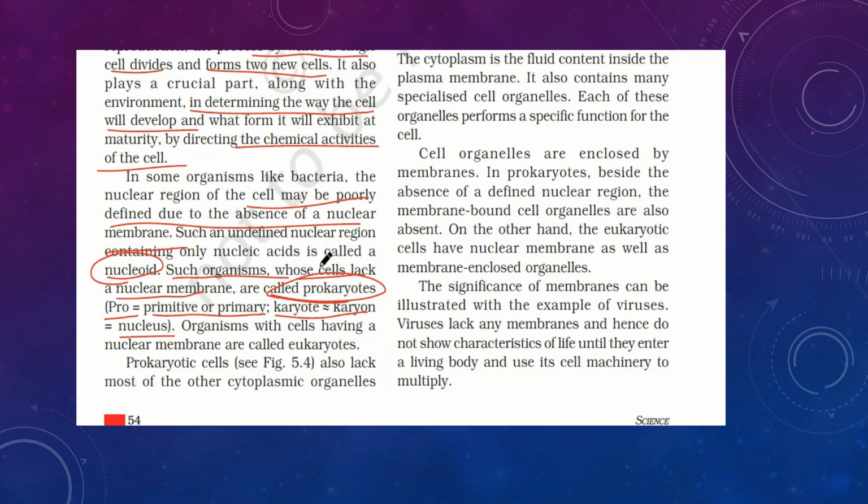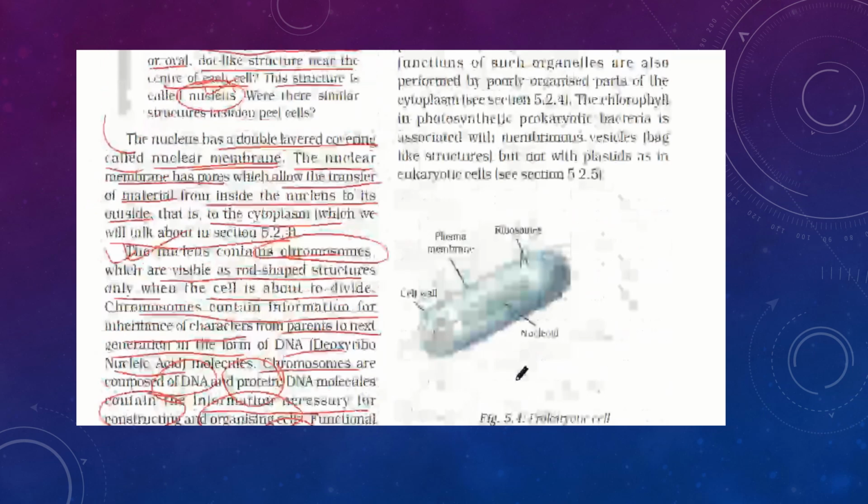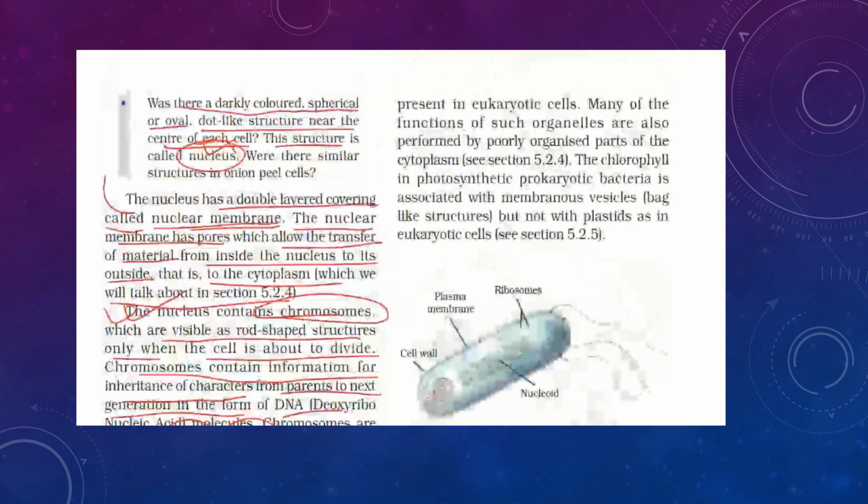Now, organisms with cells having a nuclear membrane are called eukaryotes. So, those who do not have a nuclear membrane are called prokaryotes, and those who have a nuclear membrane are obviously called eukaryotes, right? Now, prokaryotic cells also lack most other cytoplasmic organelles, which are all present in the eukaryotic cells. Many of the functions of such organelles are performed by poorly organized parts of the cytoplasm.